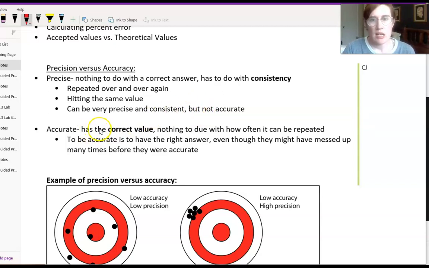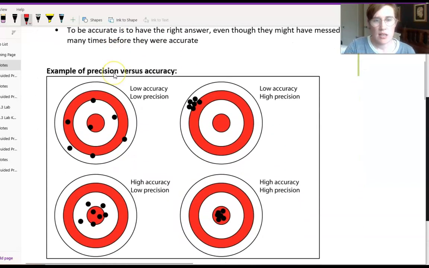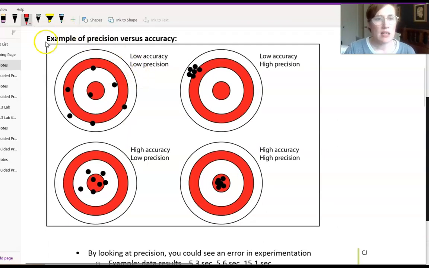Accuracy, however, is not concerned with how often the data can be repeated, but is concerned with whether or not it's near the correct value. So to be accurate means to have the right answer, even though they may have messed up many times before they were actually accurate. Let's look at these four diagrams. I think a bullseye picture is actually the best way of explaining accuracy versus precision.